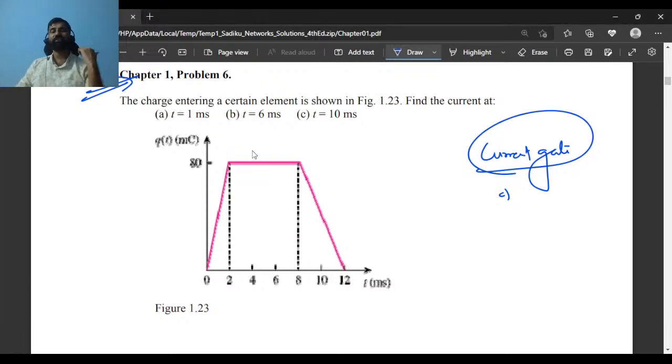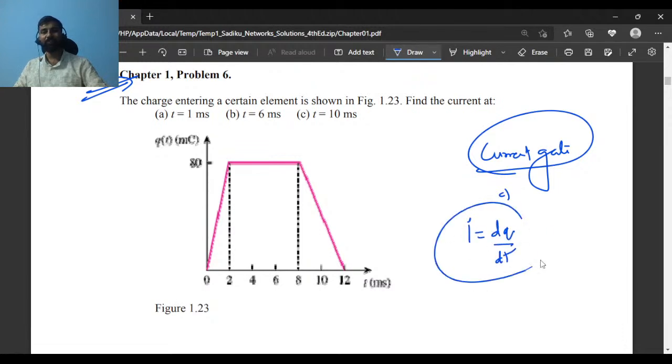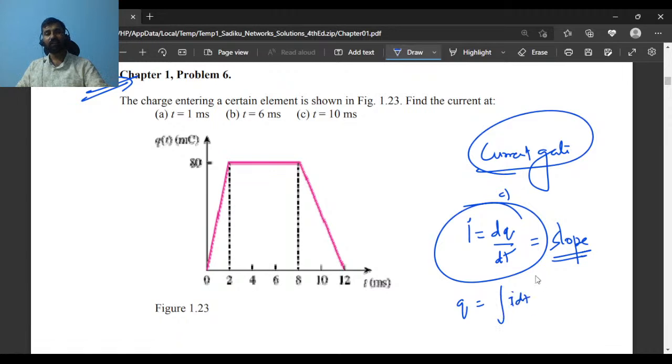Now, you have to understand, if I say I is equal to dq by dt, what is the mathematical meaning of this? If you're talking about differentiation, that is slope. Derivative of charge, you have to find the slope at some point. And if you try to find q, if current is given, you have to find the area under the current curve. Here they have given the charge plot with respect to time.